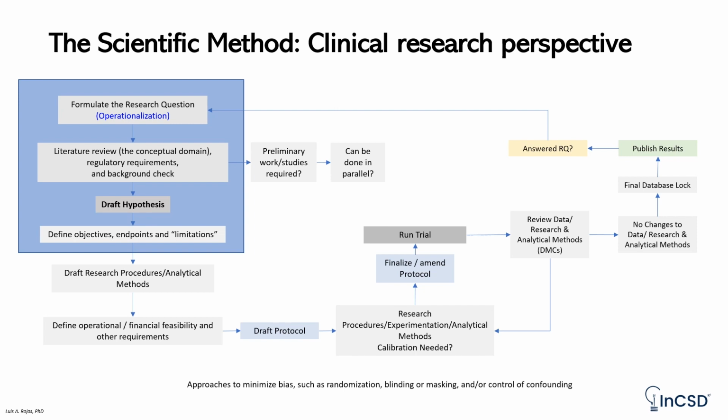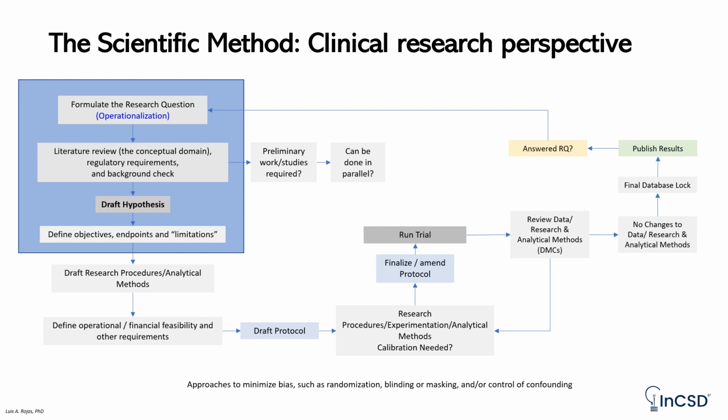Then we move into hypothesis generation process and define the trial objective, endpoints, and limitation, which I will also explain later. At this stage, we also draft the research procedures and assessment, the schedule of activities, and almost in parallel, we determine the feasibility of the trial from the subject, study participant, operational, and financial perspective, and many other technical requirements for the execution of the study.